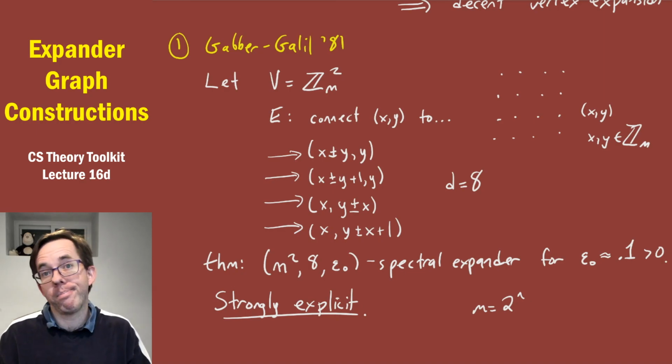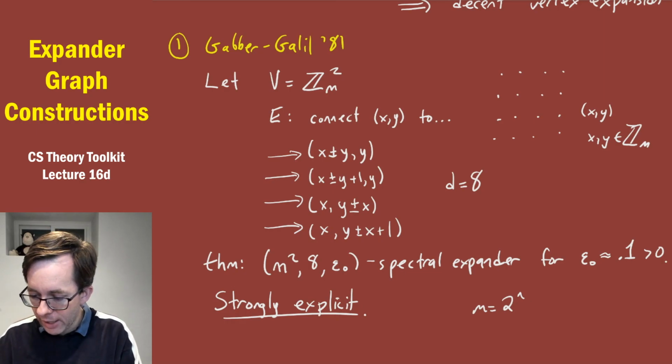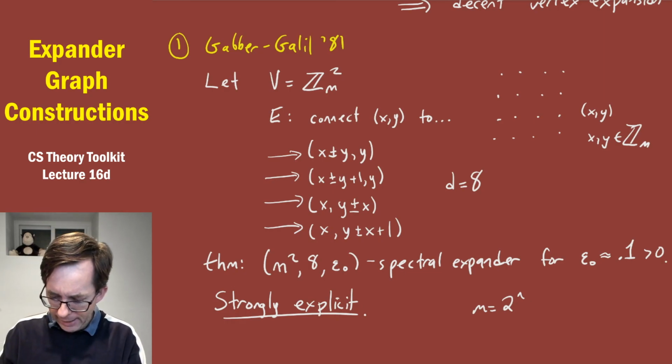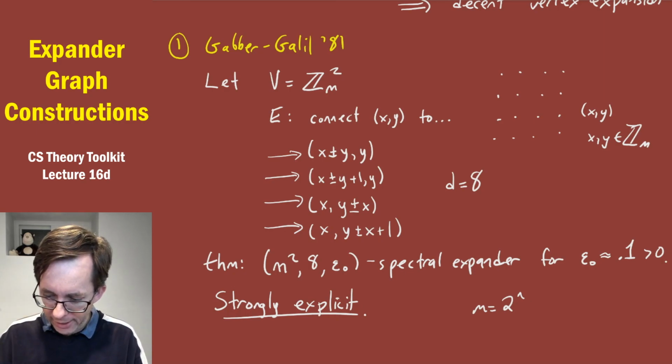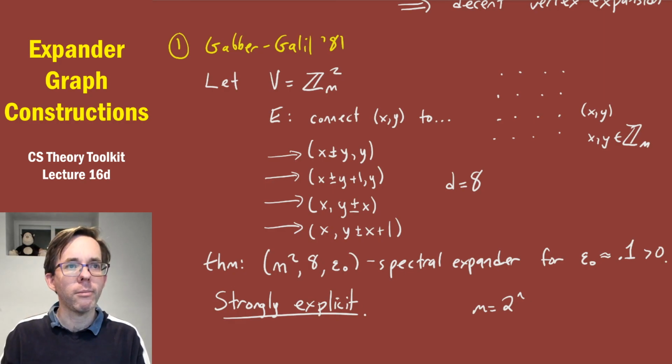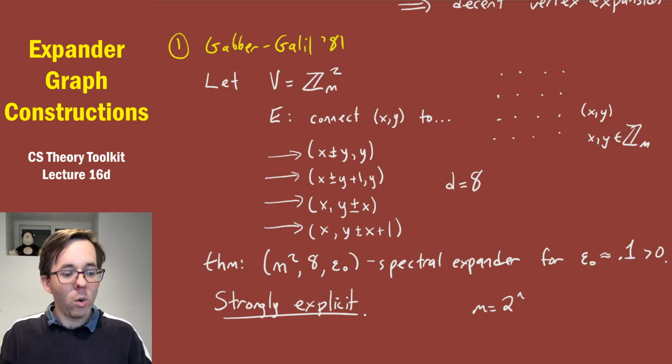And that's all I'll say about it. I mean, the analysis of it is kind of a drag, but it's like 2 pages of elementary linear algebra that you can look up online. James Lee and Luca Trevisan have good expositions of it, for example. Okay, so that's the first expander I want to tell you about.